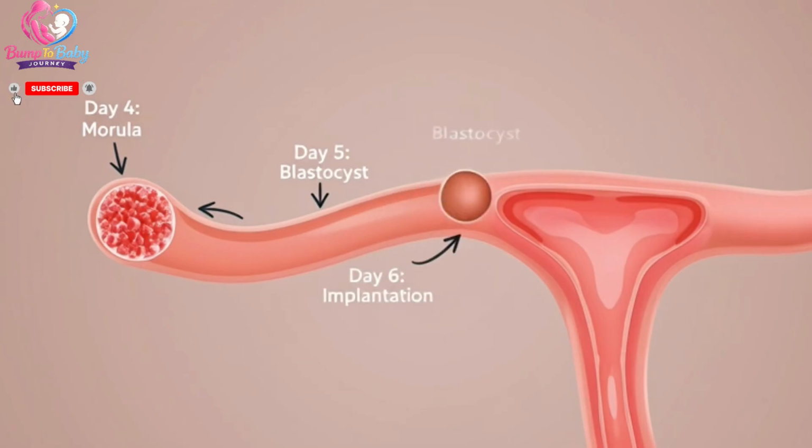After fertilization, the zygote travels down the fallopian tube. By day 4, it has divided into a blastocyst. By day 6, it implants into the uterine lining. Let's explore how an embryo moves.